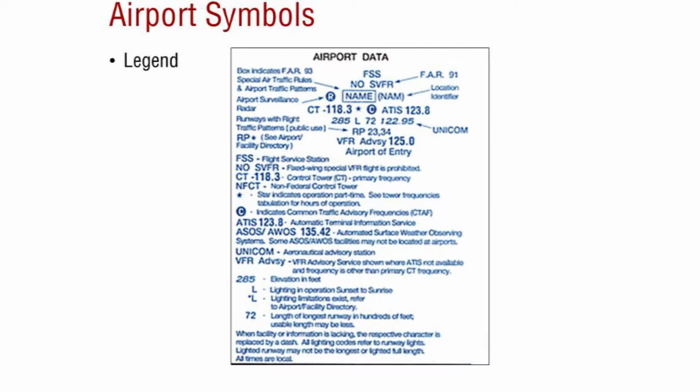If you notice on the right-hand side, near the top, FSS, that's Flight Service Station. And let's say at the 9 o'clock position, it says CT 118.3. That indicates that there is a control tower. The 118.3 happens to be their airport radio frequency. Unless you have a two-way radio and you want to contact them, you're going to have to pick up the phone and call them on a designated line.